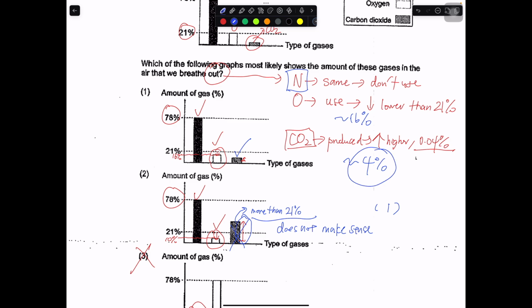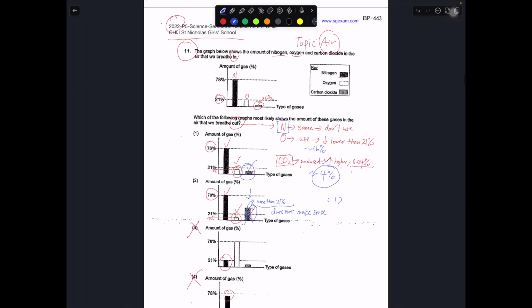At most, the air that you breathe out contains 4%. So it should be very, very close to this graph instead of this graph. With that, we are more or less done with this question.